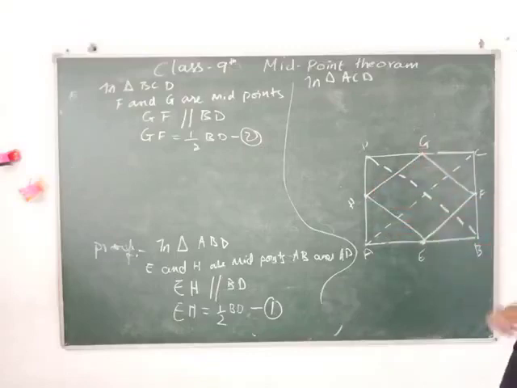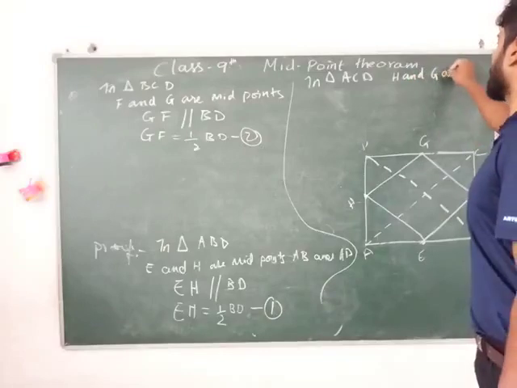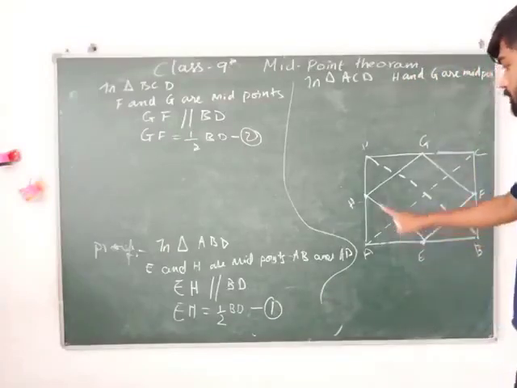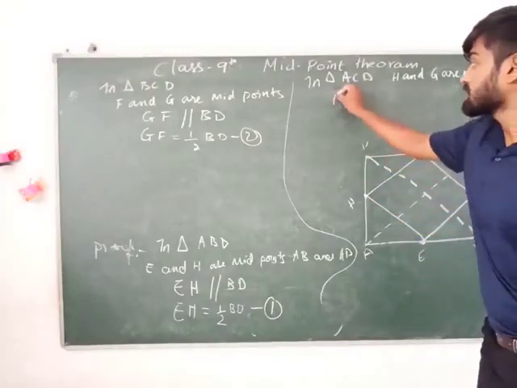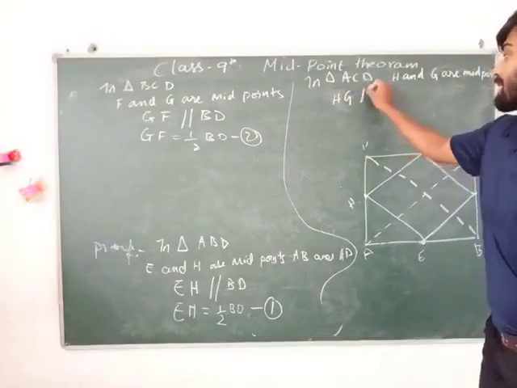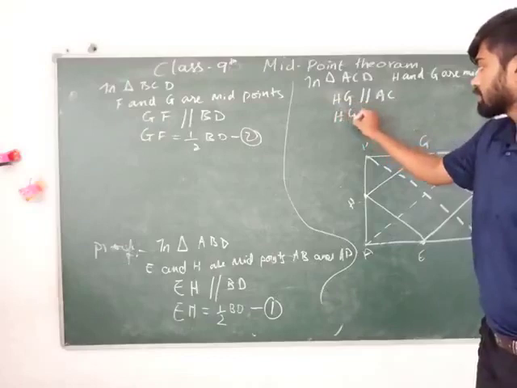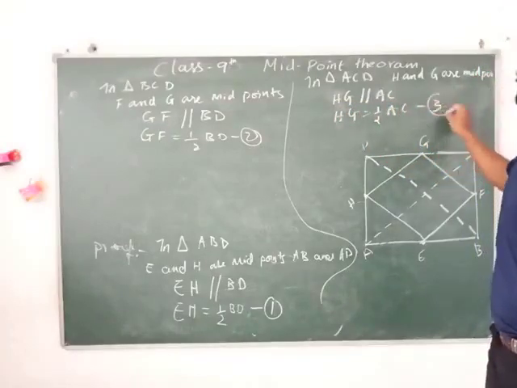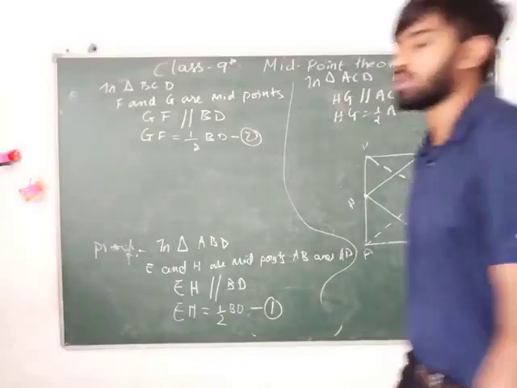So H and G are the midpoints. If H and G are the midpoints, I can write one thing, that HG is parallel to AC and HG is equal to half of AC. So this is the third point that I got. So how many points did I get? I got 3 points. I'll get the fourth point also.